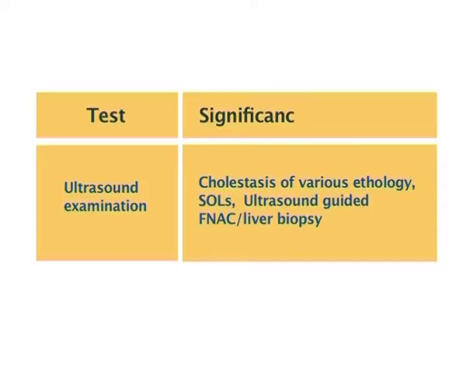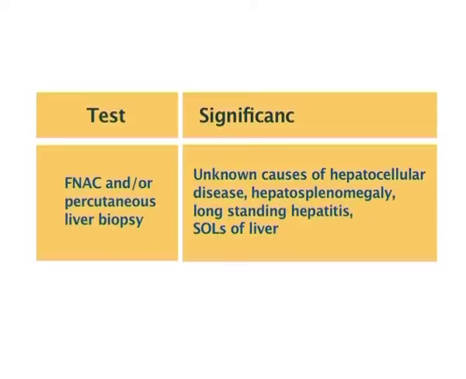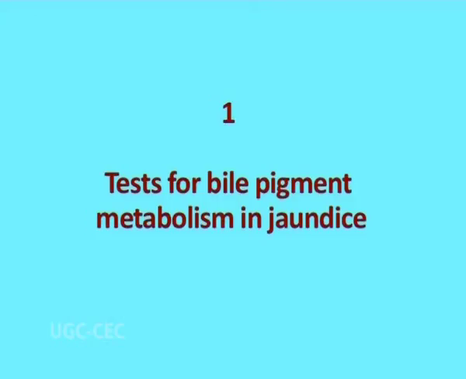Ultrasound examination helps us in cholestasis of various etiologies, space occupying lesions, ultrasound guided liver biopsy or FNAC. FNAC and liver biopsy, we use it for unknown causes of hepatocellular diseases, hepatosplenomegaly, long-standing hepatitis, space occupying lesions of the liver. The tests to assess the different anatomical and functional components of liver are briefly described as follows. The first one, tests for bile pigment metabolism in jaundice. It involves measuring the serum bilirubin and Van den Bergh reaction.